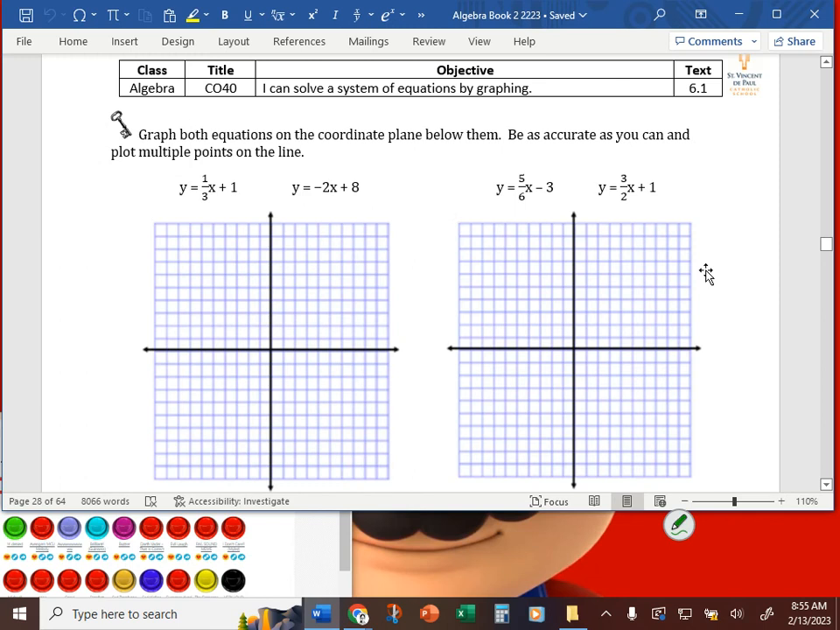Good day, Algebra. We are kicking off this Monday. It's going to be a big week for you all. Starting with CO40 is when Algebra really ramps up. We are starting our three-part series on what are called systems of equations.